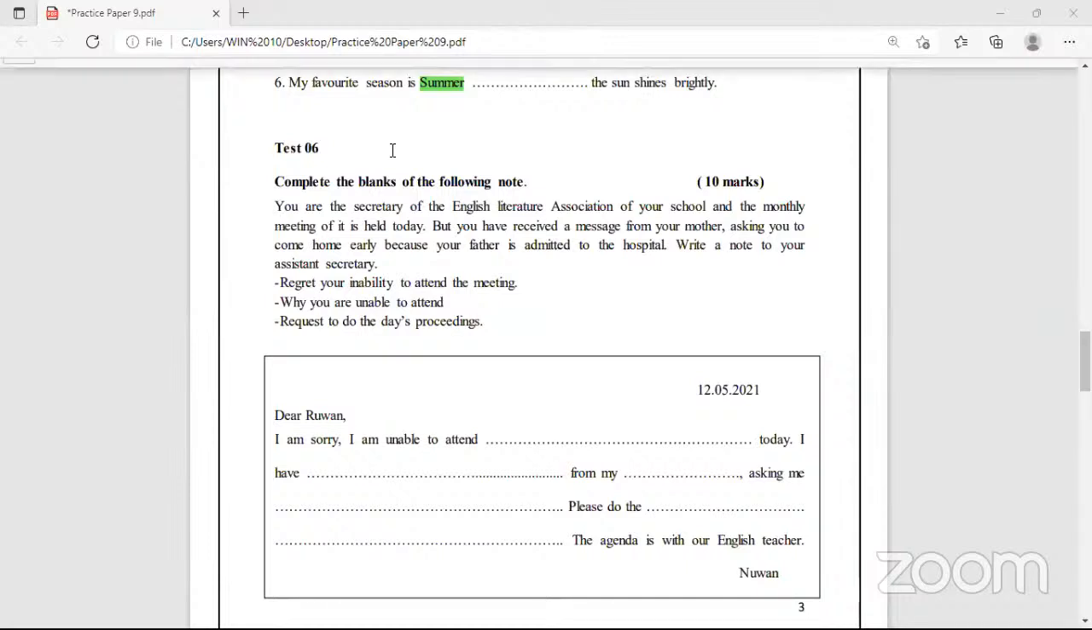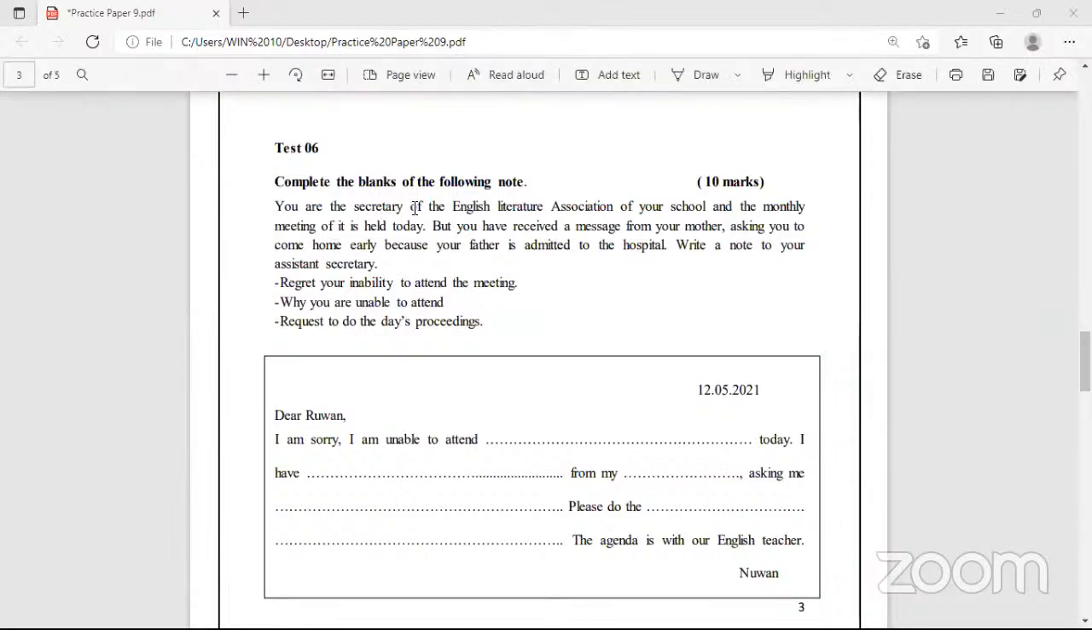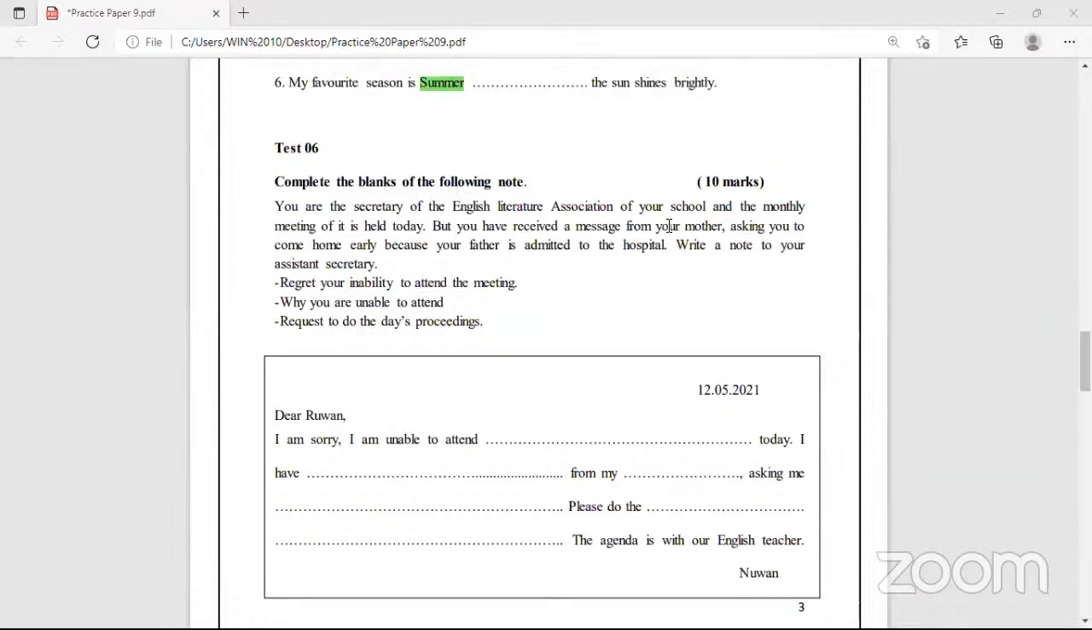Right. So go to the question again. You are the secretary of the English Literary Association of your school and the monthly meeting is held today. But you have received a message from your mother asking you to come home early because your father is admitted to the hospital. So you are the secretary of the Association, and because your father is in hospital, you can't attend that meeting. Write a note to your assistant secretary.